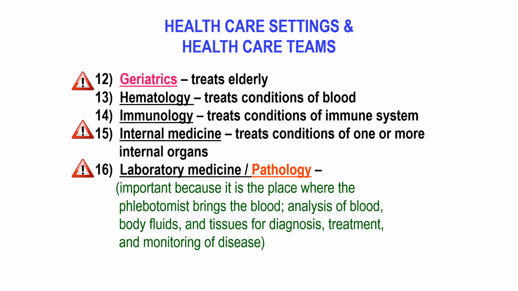We have hematology, which treats conditions of the blood, and we have a department in the lab called hematology. We have immunology. We also have a department in the lab called immunology. Immunology treats conditions of your immune system. We have internal medicine that treats conditions of one or more internal organs. So if you have multiple diagnoses, they may take you from a general practice doctor and send you to an internist. And then there's laboratory medicine or pathology.